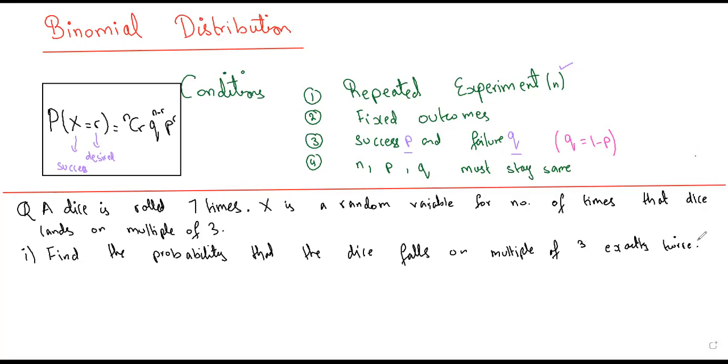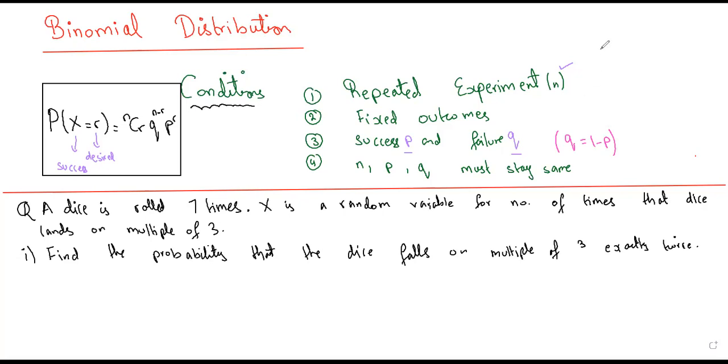So we can have 3, we can have 6, so 2 only, right? So it could be that 2 sides are in favor of this. Find the probability that the dice falls on multiple of 3 exactly twice. Now, this is a very different question compared to what we do usually. Usually, we are not solving such questions. So, this is the time for you guys to think about all these conditions, that it seems that it is not a simple probability.